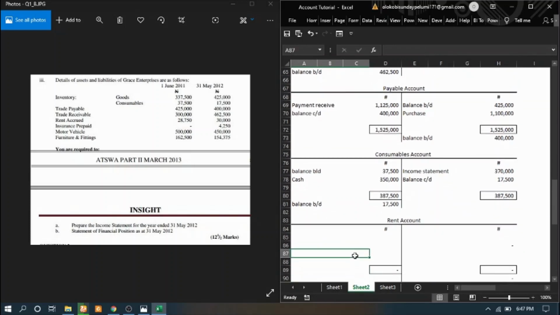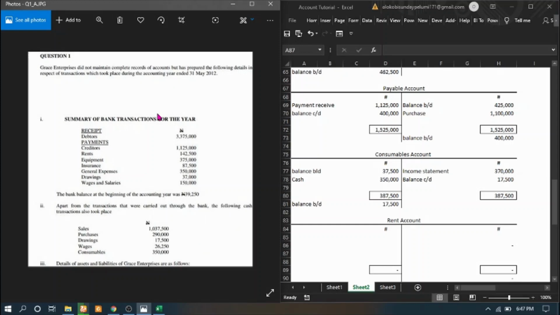Rent account, also we have information. Rent accrued. This is the amount of rent owed by the company during the period by Grace Enterprises at the beginning. This is the amount owed at the end, and this is the amount of rent paid by the company during the period.